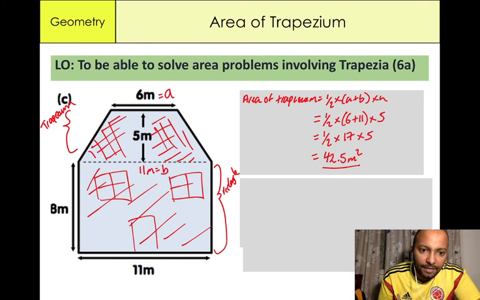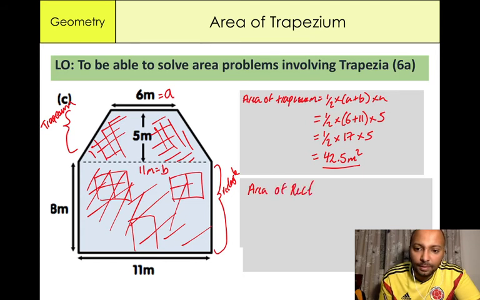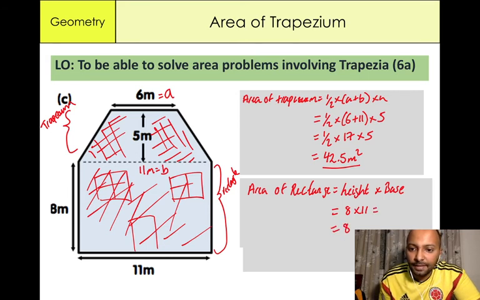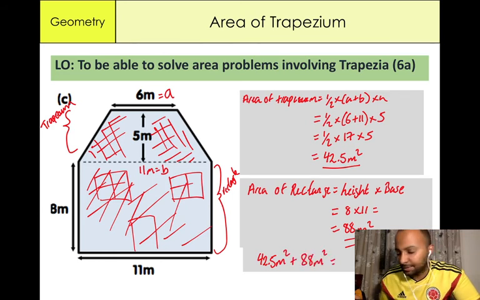Now I want to work out the area of the rectangle. So area of rectangle is equal to the height times base. So it's 8 times 11, which equals 88 meters squared. Now to work out the entire area of these two shapes, what we need to do is add them up together. So we have 42.5 meters squared plus 88 meters squared equals 130.5 meters squared. And that's our final answer.